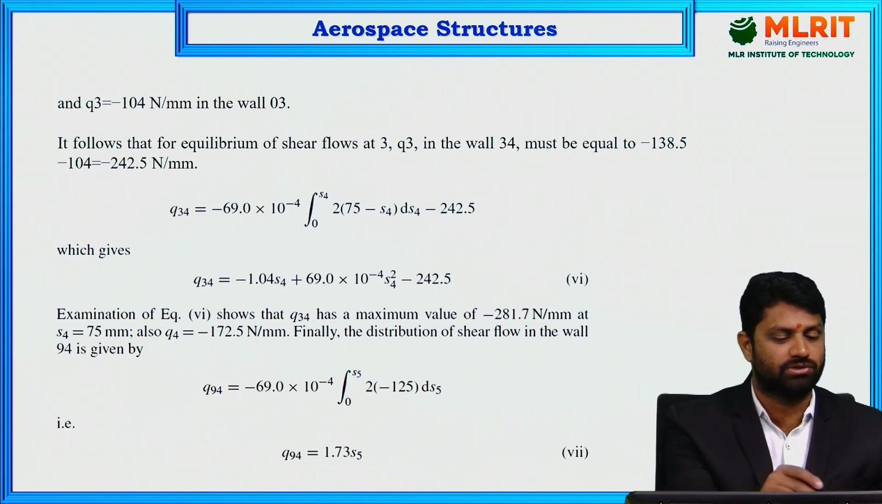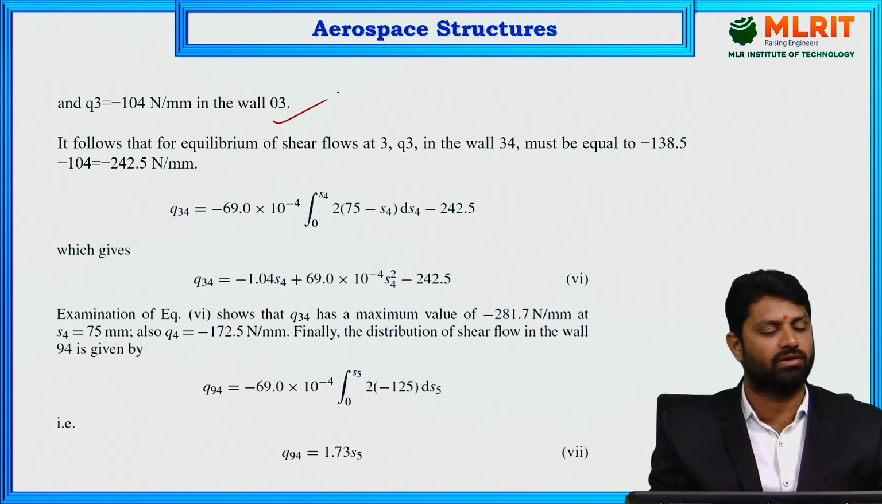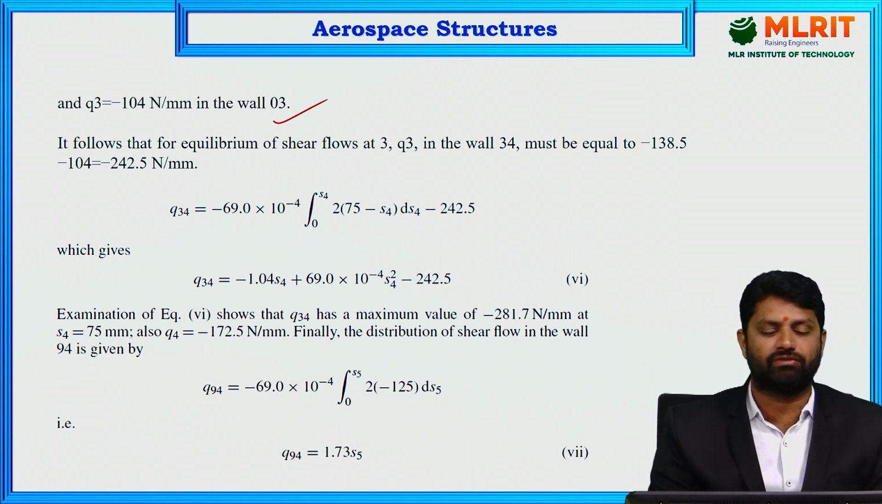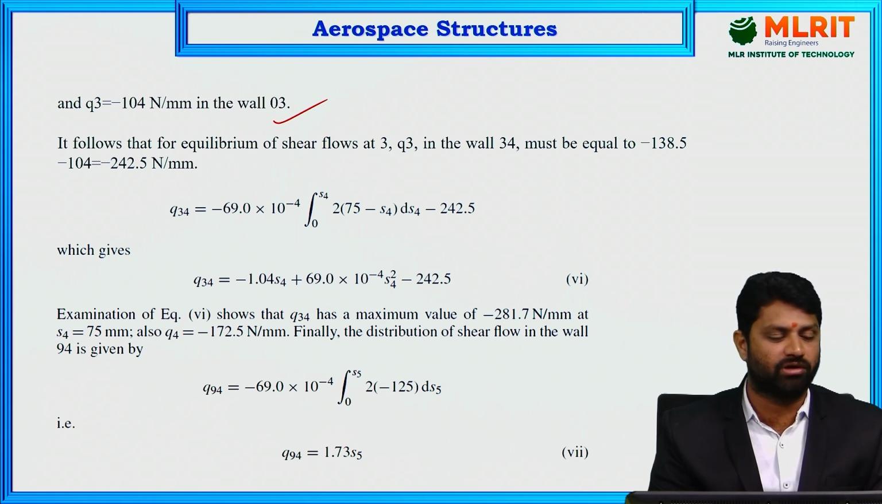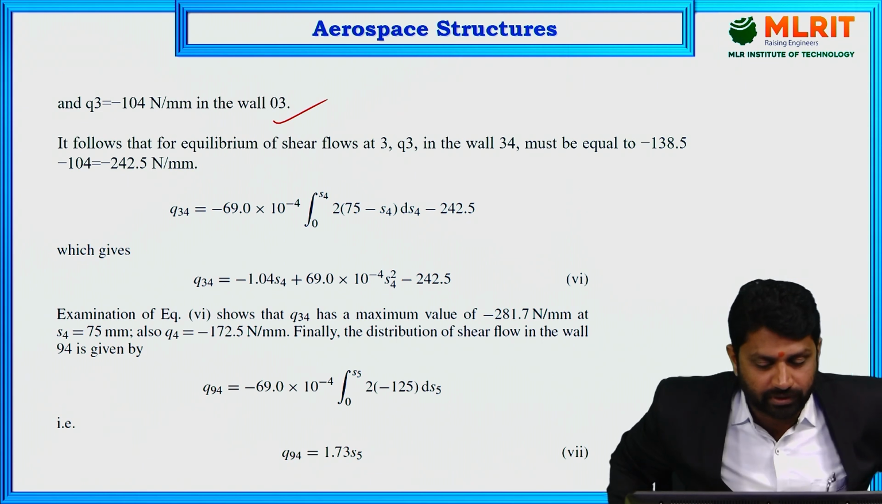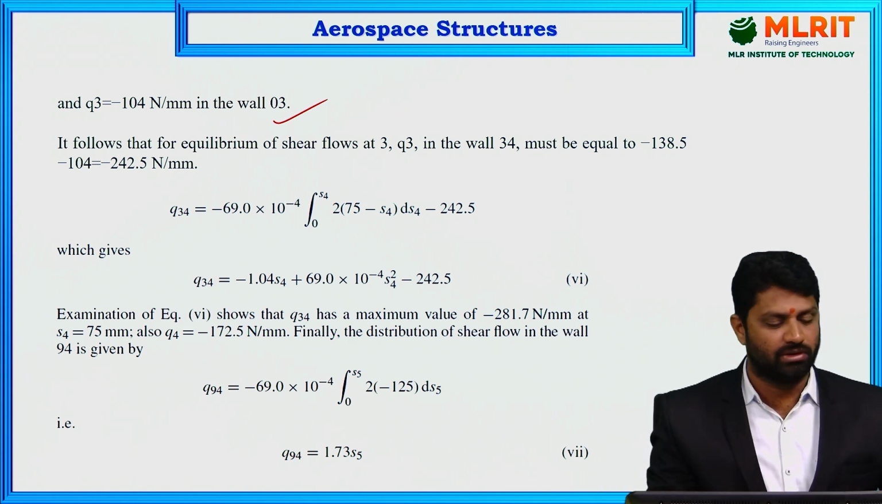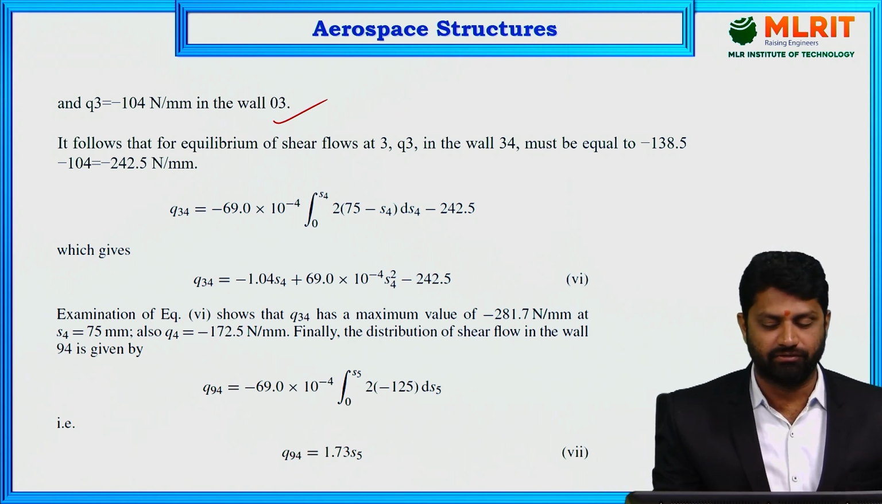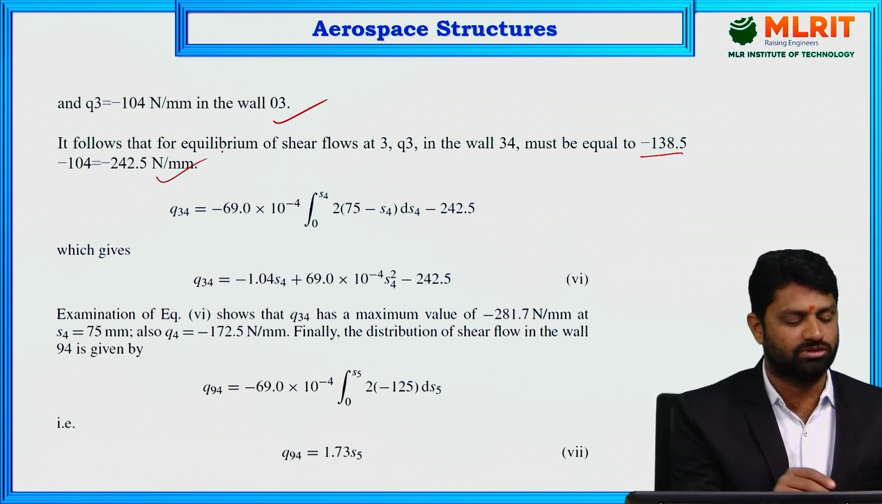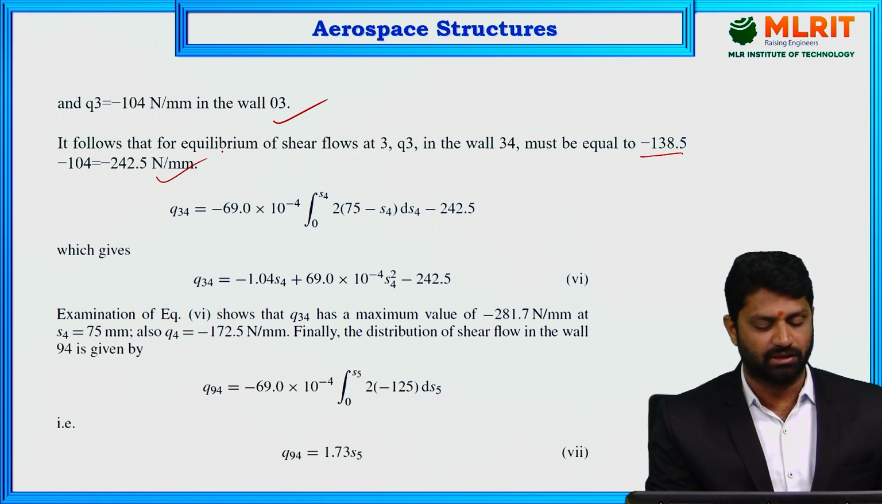So that is what is shown here. That is minus 104 Newton per mm, and it follows that for the equilibrium of the shear flows at 3, the Q3 in the wall 3, 4 must be equal to minus 138.5 minus 104. So if you look at the wall 3, 4, it must be equal to minus 138.5 minus 104. So total together it should be minus 242.5.